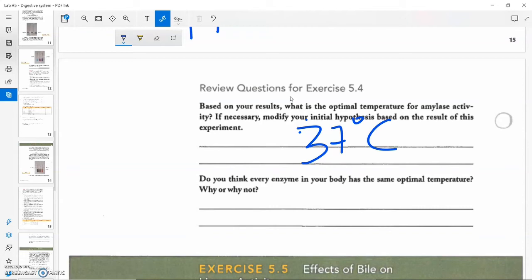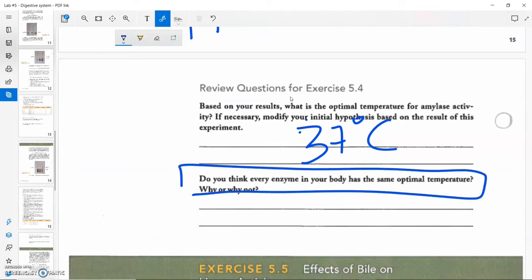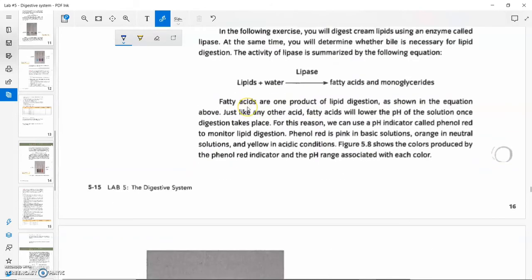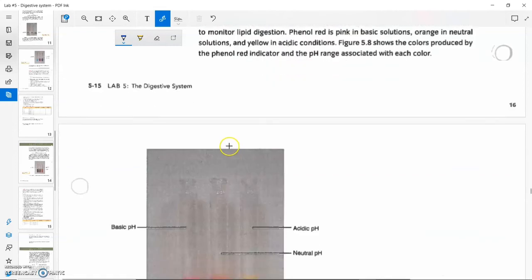And yes, probably every enzyme in our body has the same optimal temperature because our body is entirely at 37 degrees Celsius, except maybe for some specific enzymes that are closer to the skin. Now, effects of bile and lipase activity. So lipids, when they are digested, have to be emulsified. Since lipids are not water-soluble, when they are digested by lipase, they have to be emulsified by the bile to make them water-soluble.